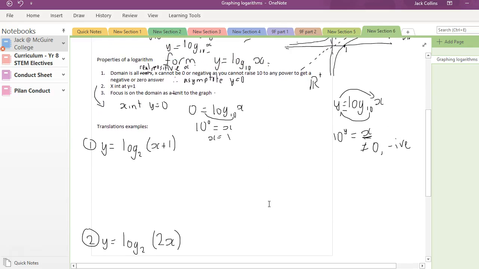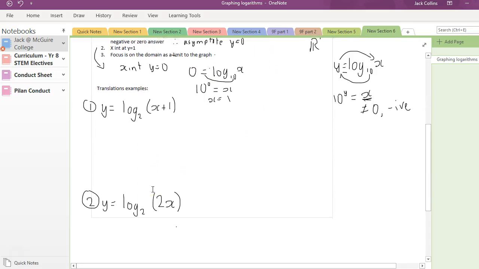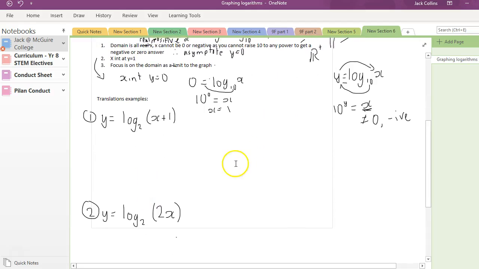So let's look at a couple of different translations. So your standard graph you need to know is this one up here. And this is a couple of translations that we can look at. So same process as always. Draw our graph first.